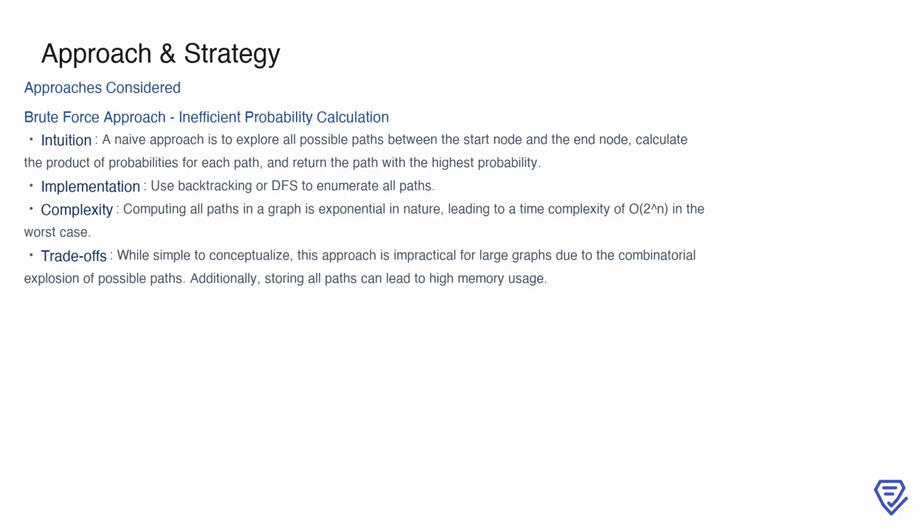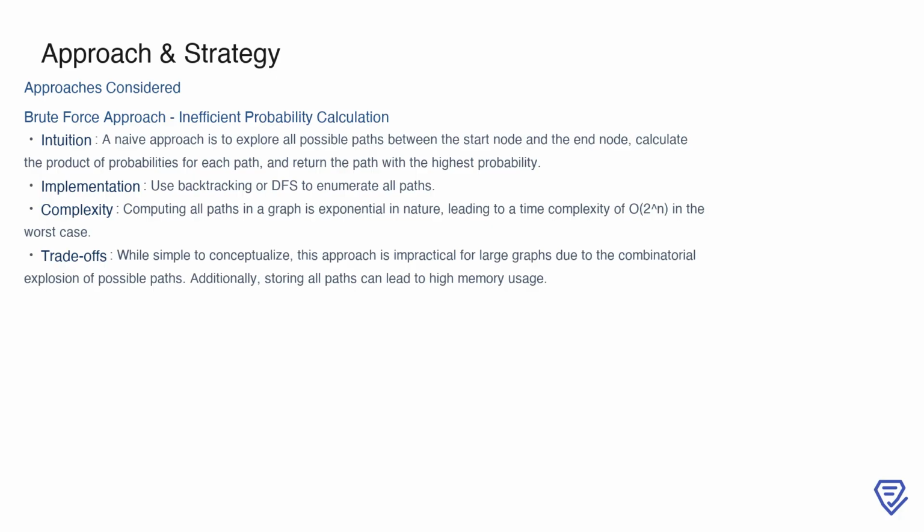The intuition here is straightforward: enumerate all possible paths between the start and end nodes, calculate the product of probabilities for each path, and choose the one with the highest probability. This can be implemented using backtracking or a depth-first search approach. However, computing all possible paths in a graph quickly becomes computationally expensive, as the number of paths grows exponentially with the size of the graph.